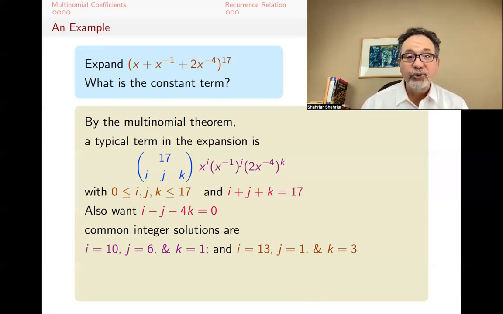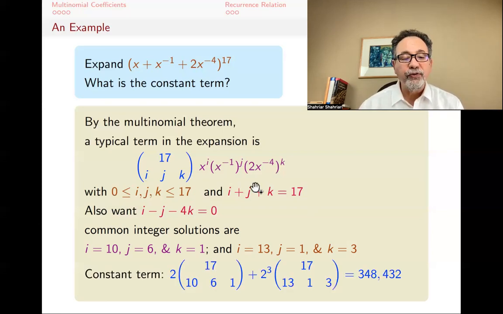And each one of those gives us one term that will be a constant term, because the x part of it will become 0. Now for each one of these, we will have a coefficient. So what's the coefficient of the first one? Well, 17; 10, 6, 1. The 10, 6, 1 came from i, j, and k.